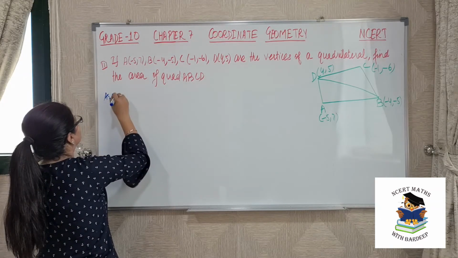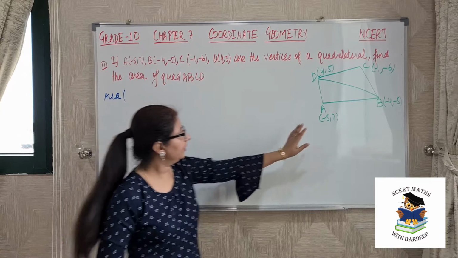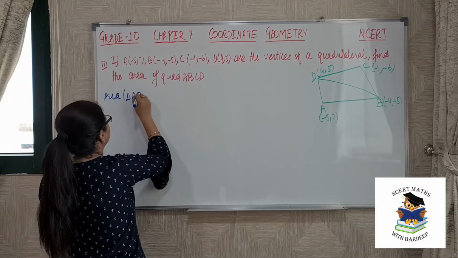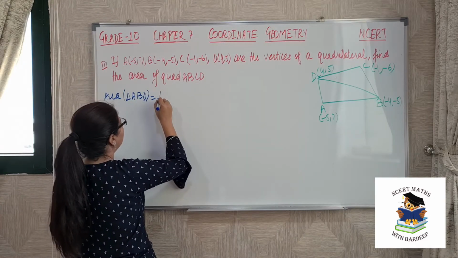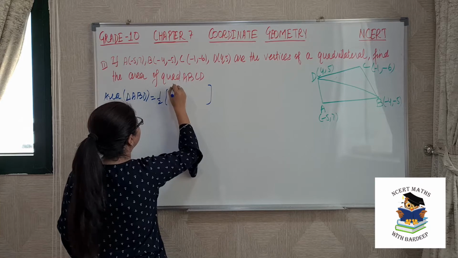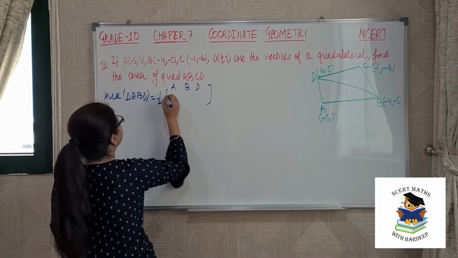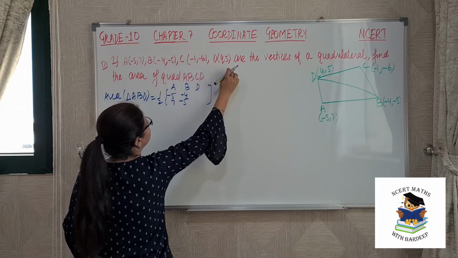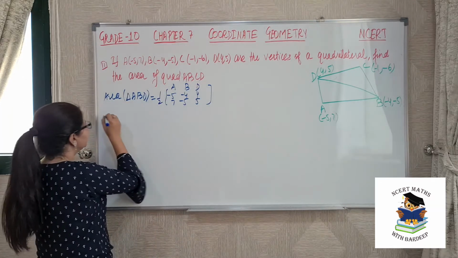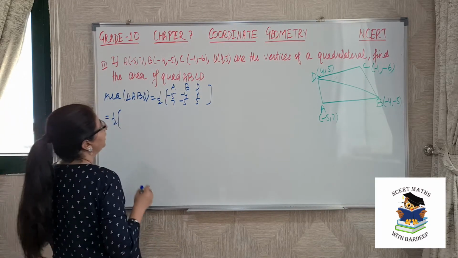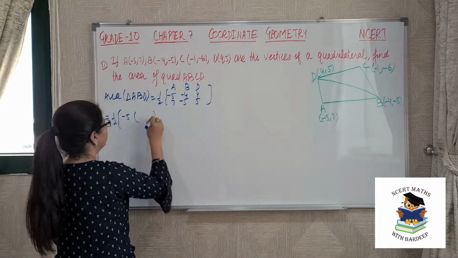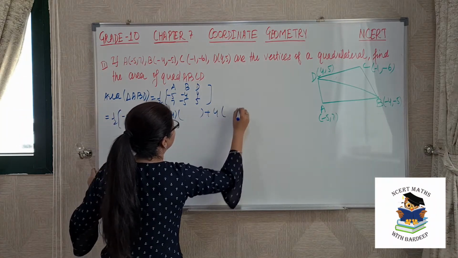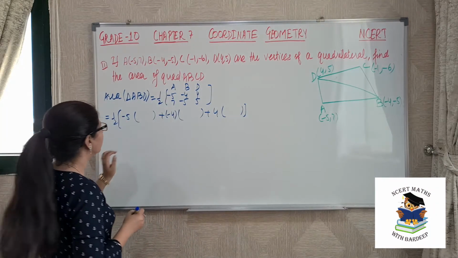So area of first triangle, let's take ABD. Half times. So ABD. A is minus 5, 7. B is minus 4, 5. And D is 4, 5. Okay. So this is 1 by 2 times, again, minus 5 times some difference, minus 4 times another difference, and 4 times third difference. Okay. So let's write the difference.